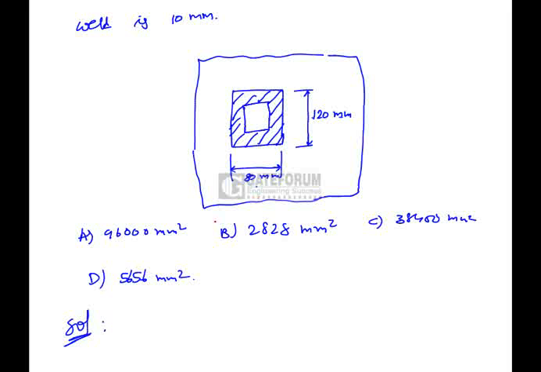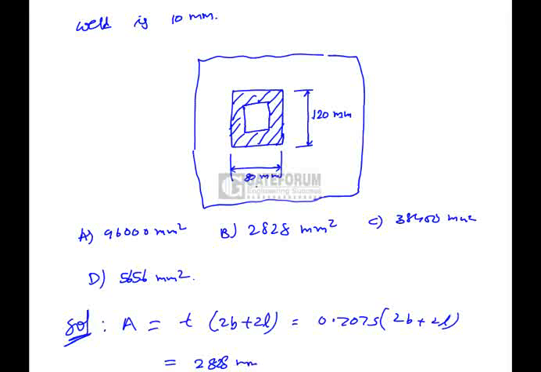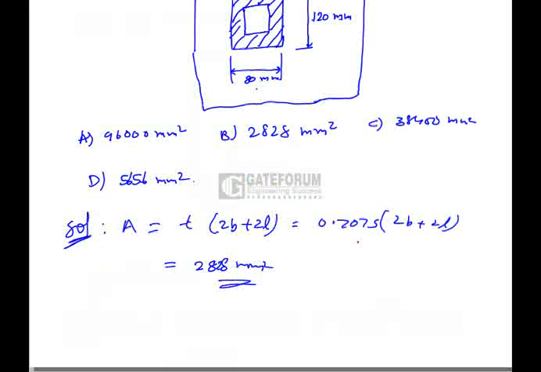So the area of the throat weld is equal to T into 2b plus 2l, where T is the thickness of the weld, which is equal to 0.707 times the size of the weld. We already know all the values of width and length. So from this equation we get the area of the fillet weld as 2828 mm square. In the options, the correct option is B. B is the right answer.